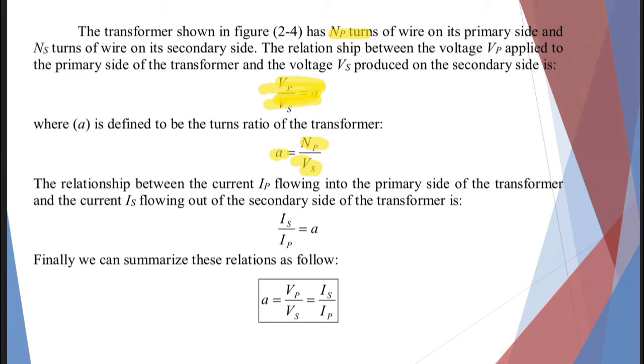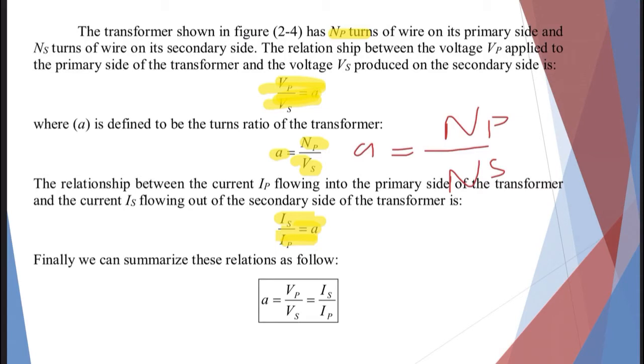So a equals what, guys? Sorry for the mistake. a equals NP over NS. This is the turns ratio. The relationship between the current IP flowing into the primary side of the transformer and the current IS flowing out of the secondary side of the transformer is IS over IP equal to a.